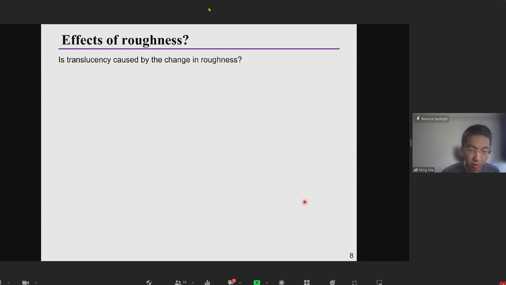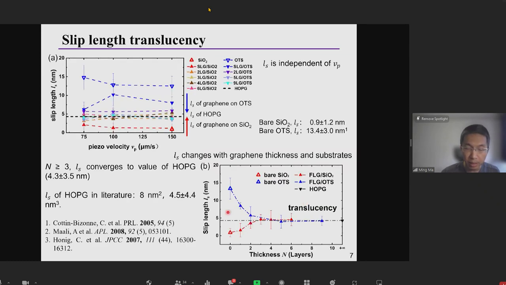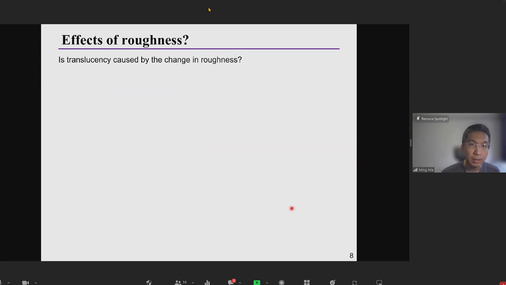So by noticing this, and the dependence of slip lines on the thickness of graphene layers, here we term it translucency. Maybe several papers already come to your mind, which is the wetting translucency. We will talk about it later. And the first question is, is this translucency caused by the changes in roughness?